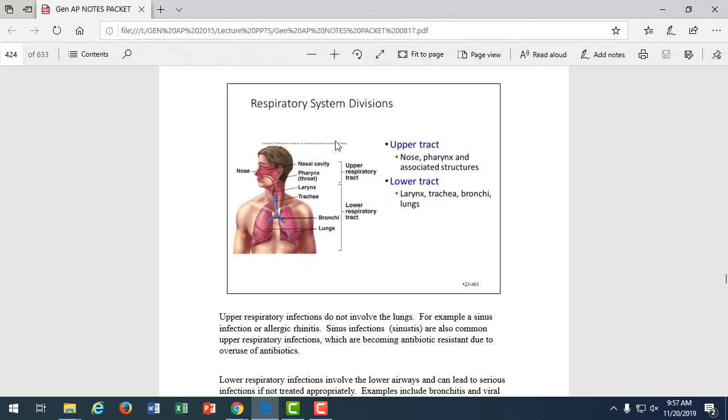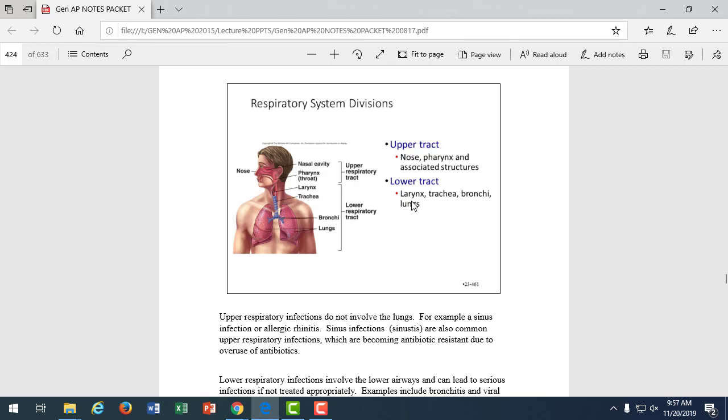So when you divide the respiratory tract, there's the upper and the lower. The lower respiratory tract starts with the larynx. So if you go into the doctor and they're like, oh, you've got a really bad cold, yeah, I'm coughing up all this junk, I'm going to say, well, your lungs are clear. And you wonder, how is that possible, right?